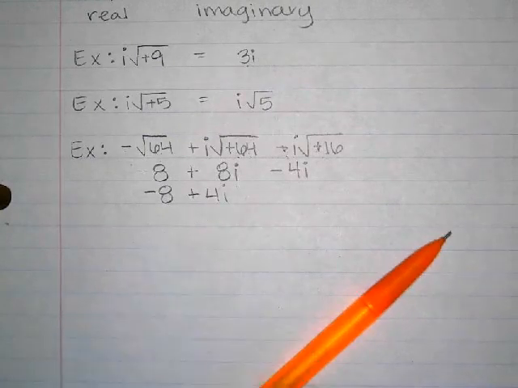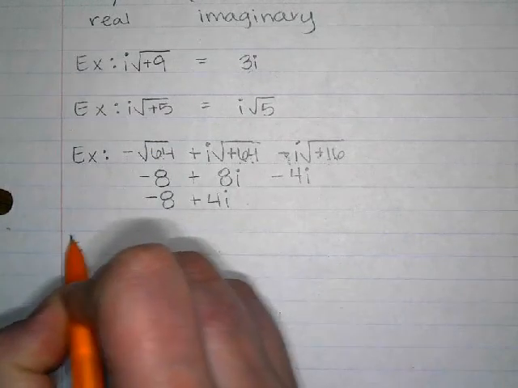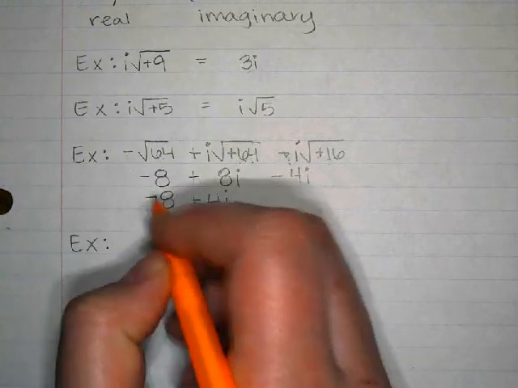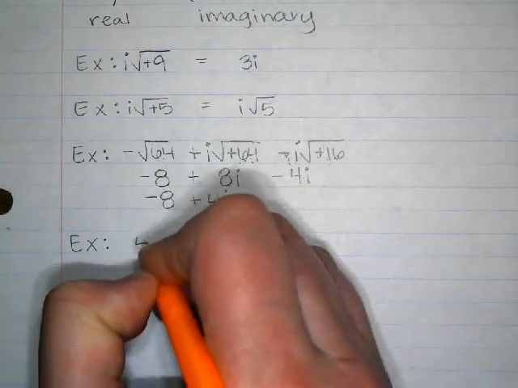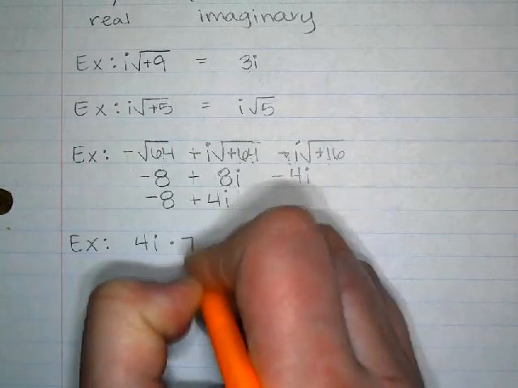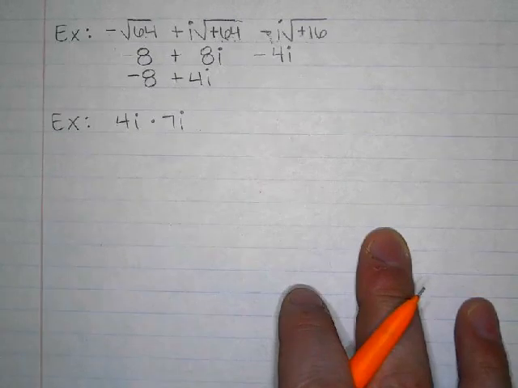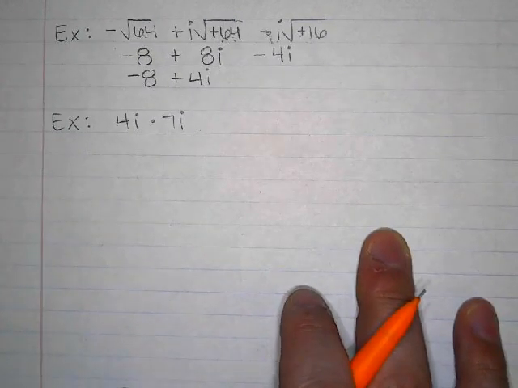All right, let's look at another problem. So for this problem, we're going to start actually doing some operations with the complex numbers. By operations, I mean like adding them together, multiplying them together, subtracting them. So here's what we're going to do first. We're going to do 4i multiplied by 7i. If you multiply those together, what do you get? We get 28i squared.